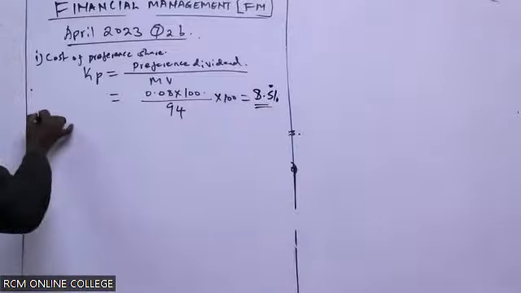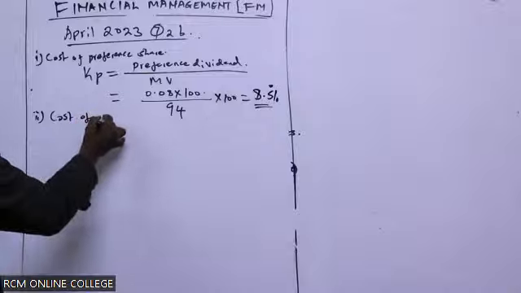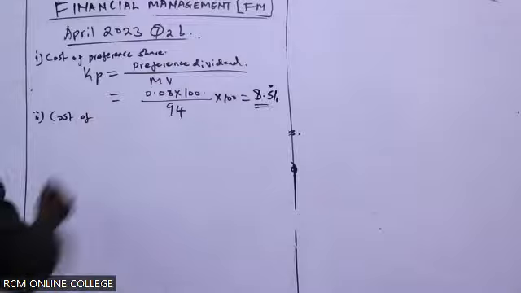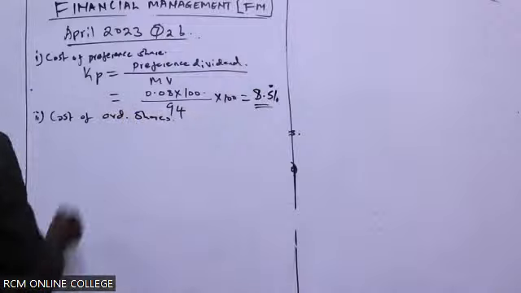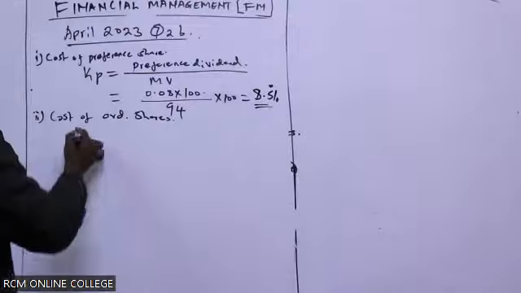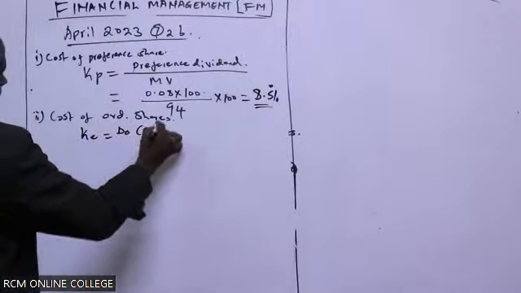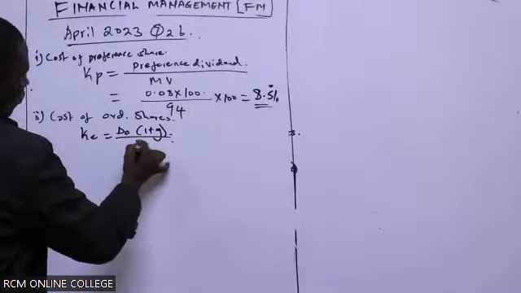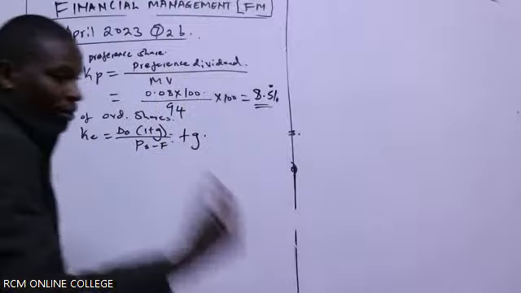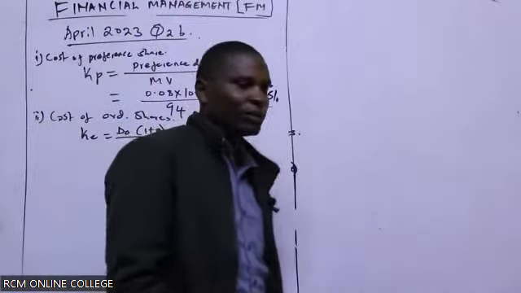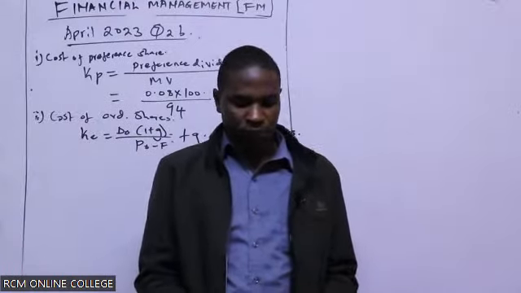We go to number 2, the cost of capital, cost of ordinary share. I know that to compute the cost of ordinary share, KE is equal to DO (1 plus G) divided by PO minus F, plus G. Good. Now, from the question, just check: do you have those items?